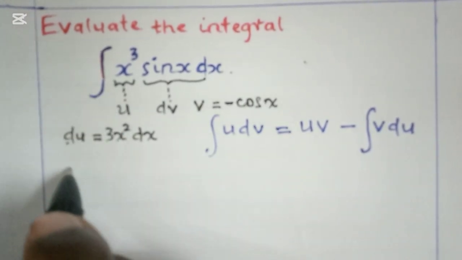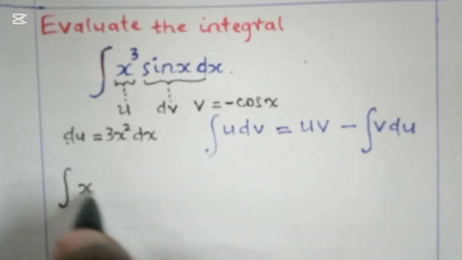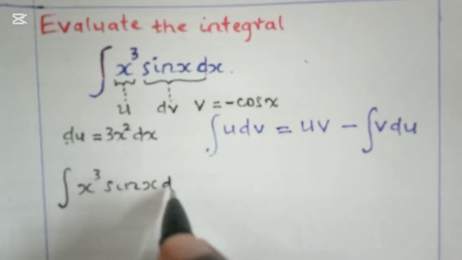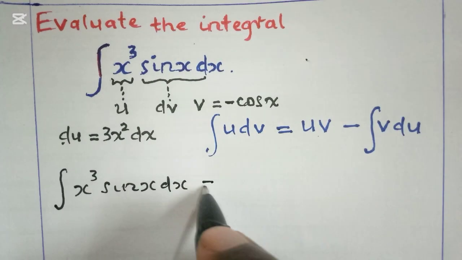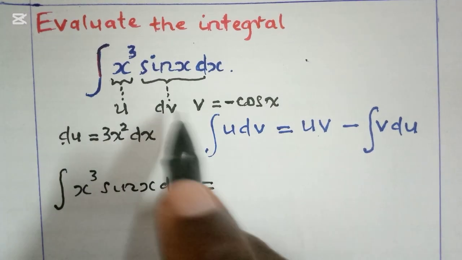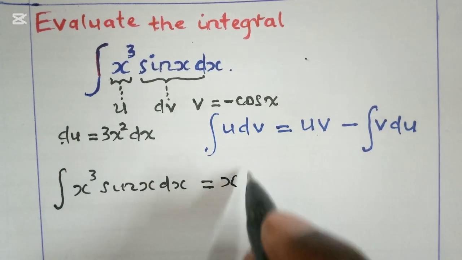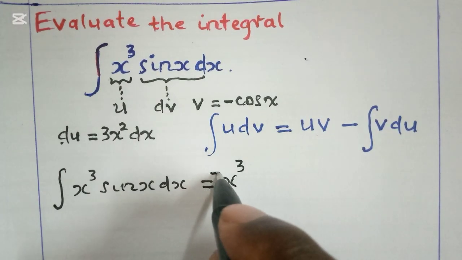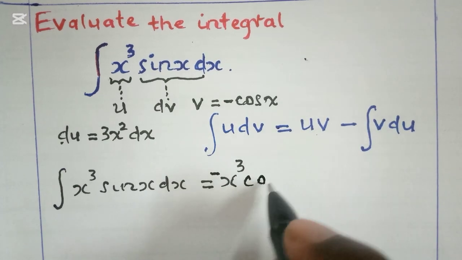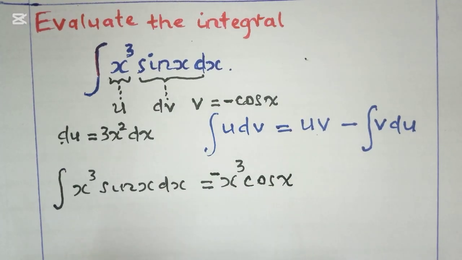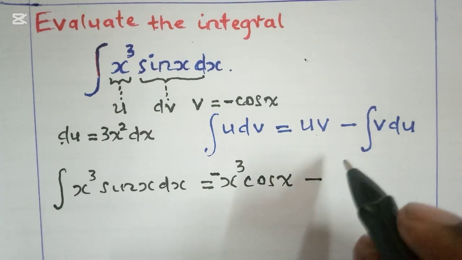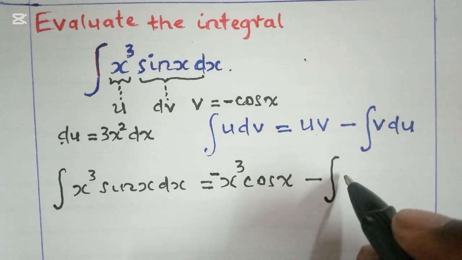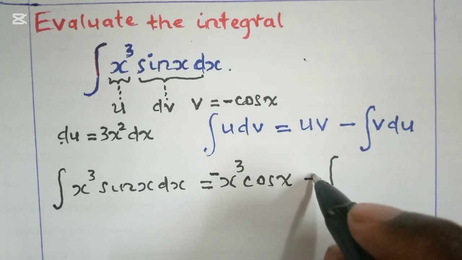So I can even write that equation first. The integral of x cubed sin x dx now equals, I write u, which is x cubed, and then the v, which is minus cos x, so I will have to put a minus there. Then minus the integral of v. My v is minus. Because of this minus and this, I can now change this one to be plus.